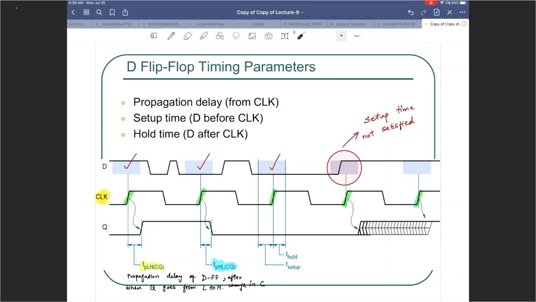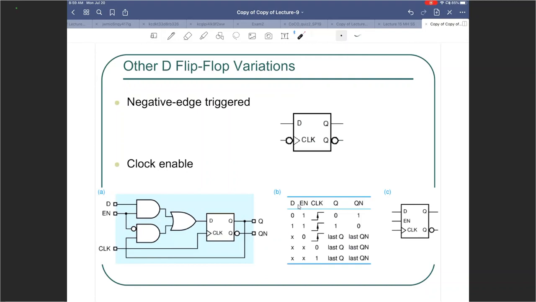However, because of that, it went into metastability. So it now started going low, high, low, high, low, high. Now, in order for us to bring this back to normal behavior, all we have to do is start following the rules. So the moment we followed the next rule here, it came back to normal, right? All right, so that's propagation delay from the clock, hold time, setup time parameters. Now, some other D flip-flop variations.